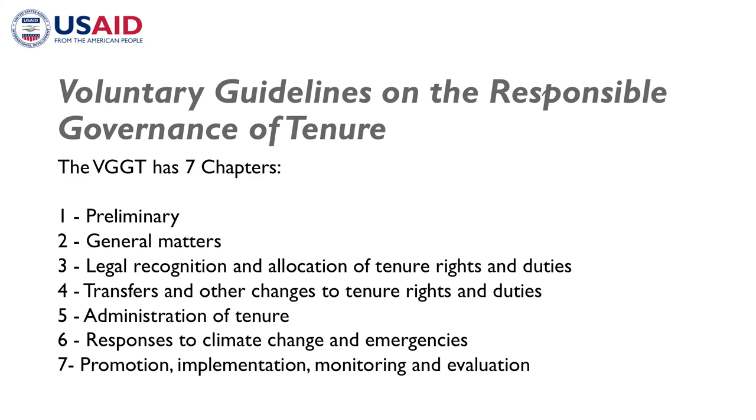Part 4 discusses transfers and other changes to tenure rights and provides guidance for when tenure rights are transferred or changed in various ways. Part 5 discusses administration of tenure and covers administrative aspects of effective governance of tenure. Part 6 discusses climate change and emergencies. And Part 7 covers promotion, implementation, monitoring, and evaluation around land tenure governance.